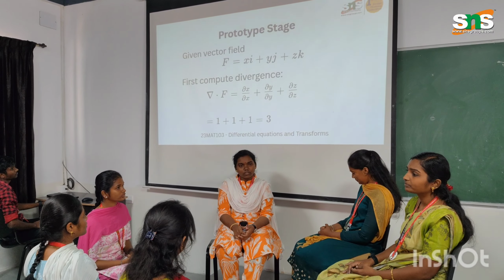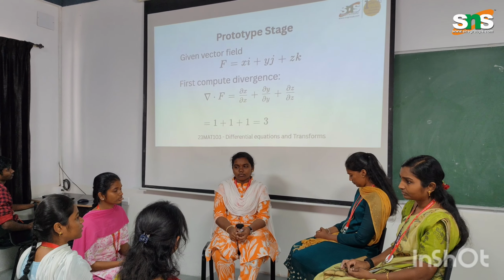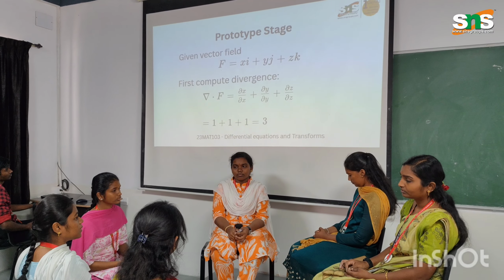What is del actually? This is dou by dou x of i vector plus dou by dou y of j vector plus dou by dou z of k vector. We have to take the dot product of del and the given F vector. On dot producting it, we have dou x by dou x plus dou y by dou y plus dou z by dou z. On calculating it, you have the value to be 3. So del dot F vector is 3 here. So we have found the prototype stage of the design thinking concept.